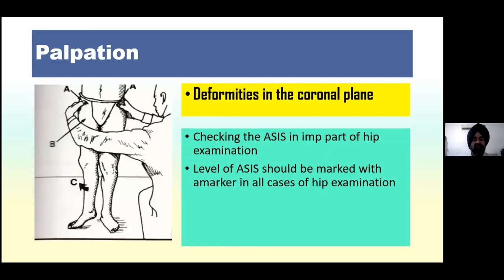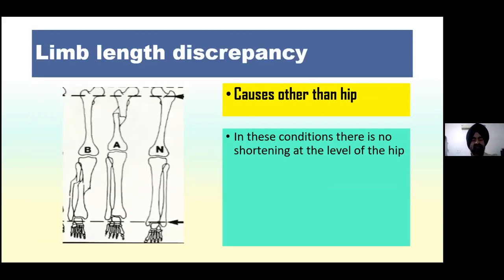So looking for the deformities in the coronal plane, with the thumb, the examiner is palpating the anterior superior iliac spine for the level of the anterior superior iliac spine. Level of the anterior superior iliac spine should be marked with a marker in all cases of the examination of the hip. Limb length discrepancy, the causes other than the hip may be an overriding fracture of the femur. It can be due to change in the neck shaft angle or in the malunited fractures of the tibia. All these can be causes of the shortening of the limb other than the hip.